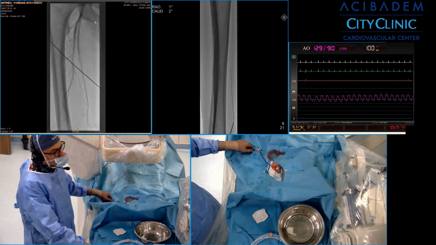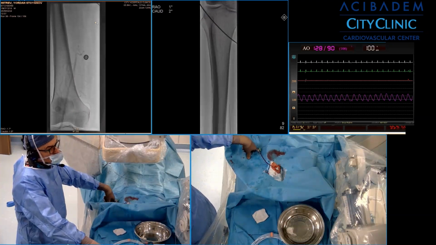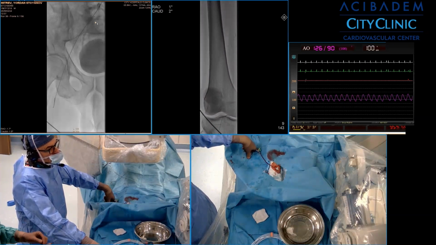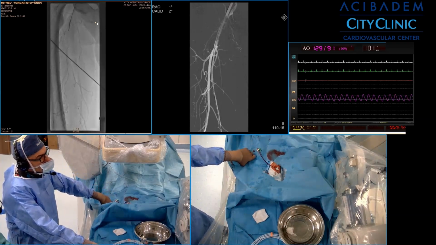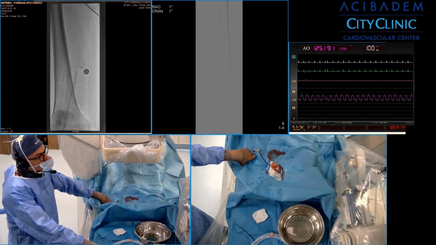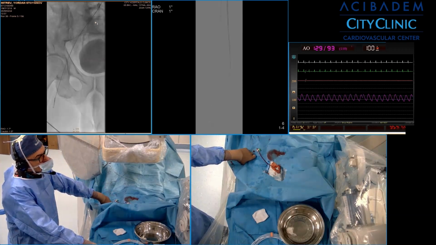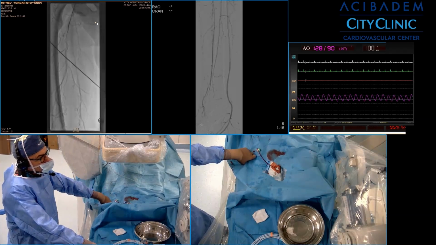In most cases, we put a radial or brachial long catheter or long sheath in order to visualize the distal tibial target. In this situation, we have a really excellent distal tibial target. This is before the puncture. You see that the posterior tibial is a really excellent vessel.